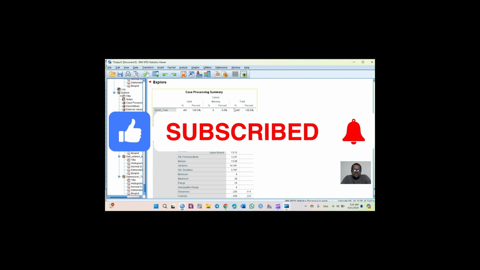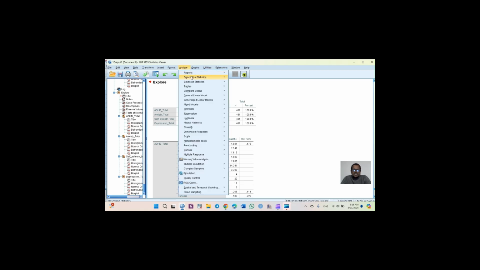So here the function was Explore. We have checked this in Explore, I think you remember that. Descriptive statistics, Explore. That shows the case processing summary, our sample size and missing values. So in our dataset, there is no missing value. All of the participants responded to the question. So no missing value.